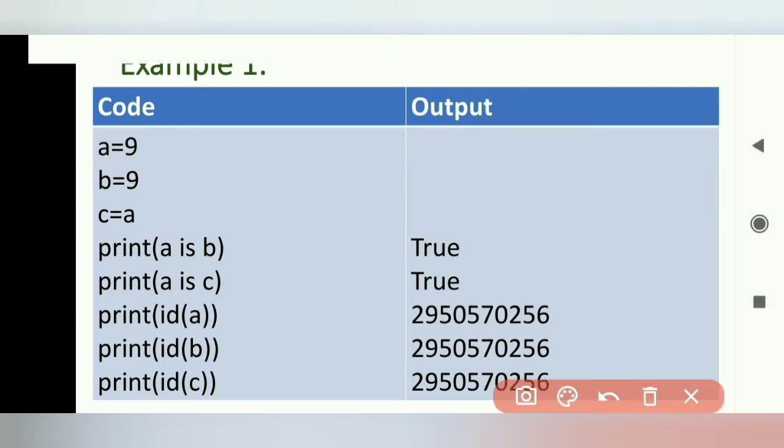The last three lines displayed the memory locations of variables A, B and C. Here A, B and C point to the same memory location, so they are identical. So the results of print A is B and print A is C are both true.